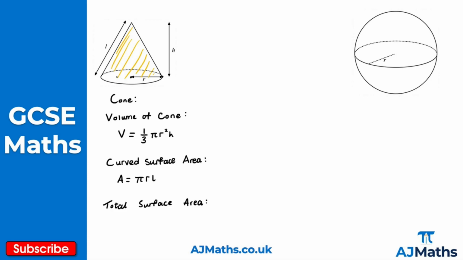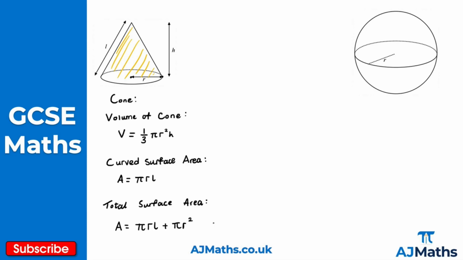In that case, the total surface area for the cone, let's use A again to represent the total surface area, would be pi r L, the curved surface area, and we just need to add the area of our circular base. So we get pi r L plus pi r squared for the area of the circular base. That's everything we need for a cone. So we've got the volume of a cone, the curved surface area, and the total surface area.